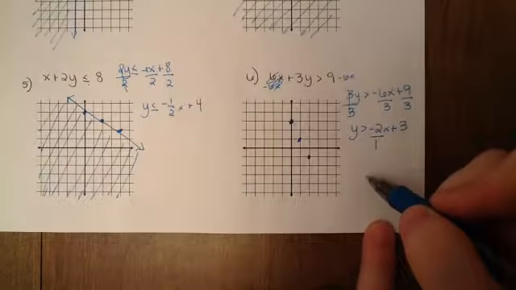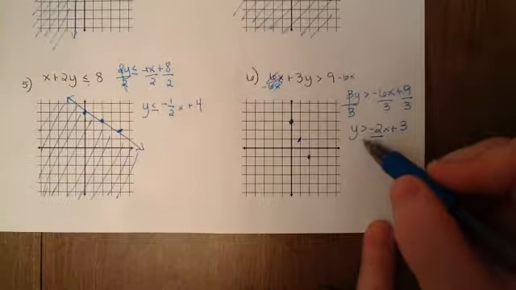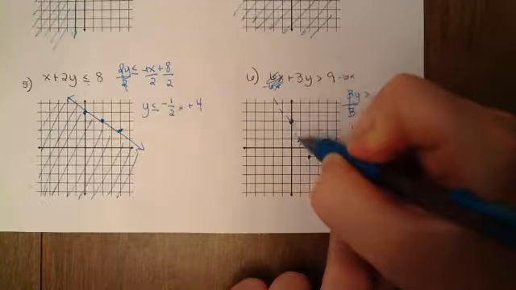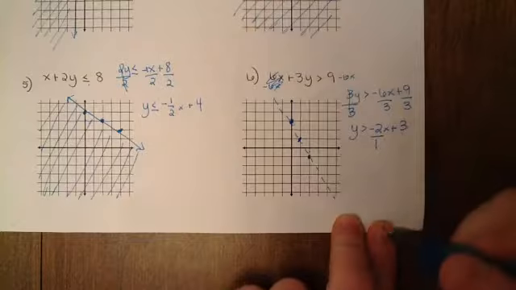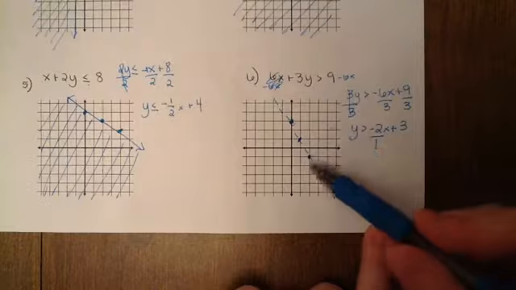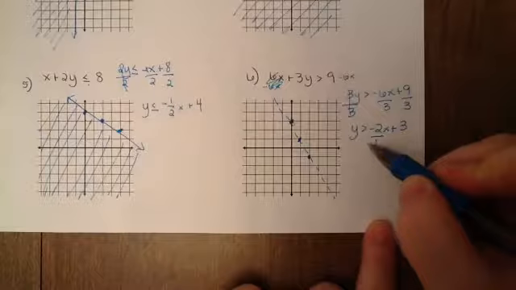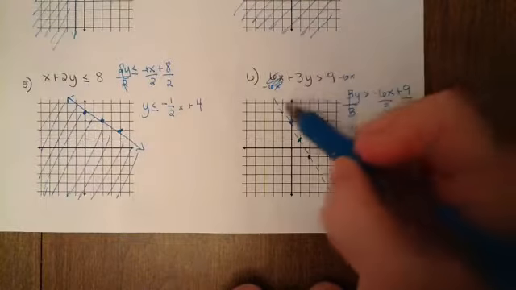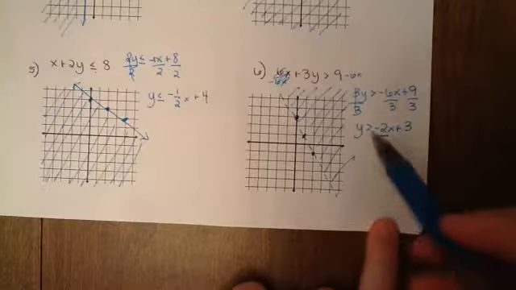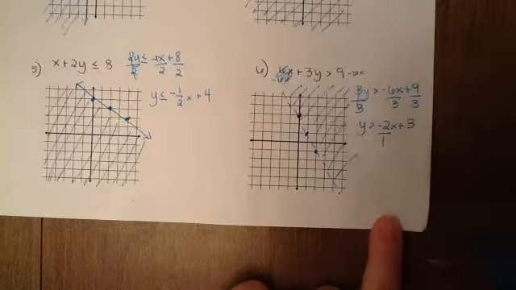How did you connect these dots? With a dashed line. Why did you do a dashed line? Because there's no equal sign. So I'm going to connect these with a dashed line. And lastly, you had to what? Shade. Did you go above the line or below the line? Above. Why did you go above the line? Because y is greater than. Greater than goes above the line. Anything in the shaded region would work when plugged in for x and y.